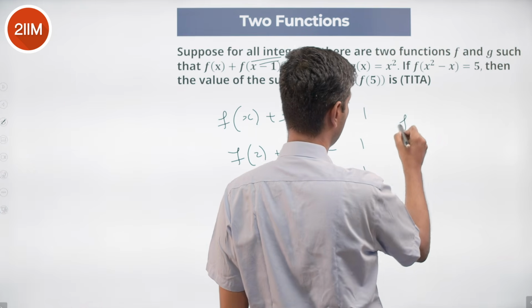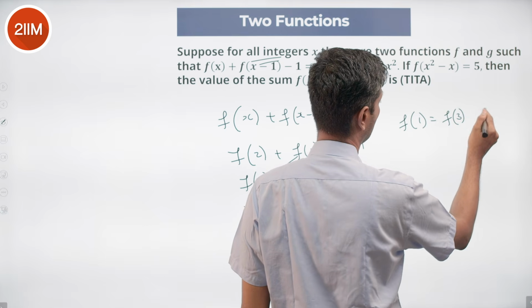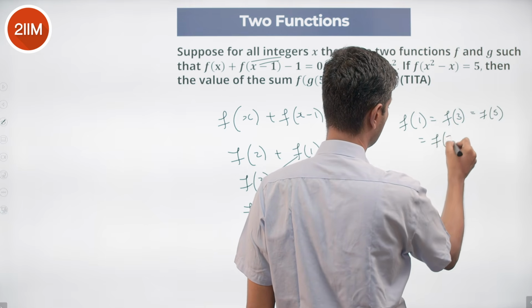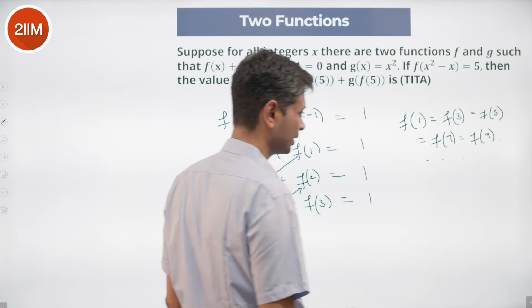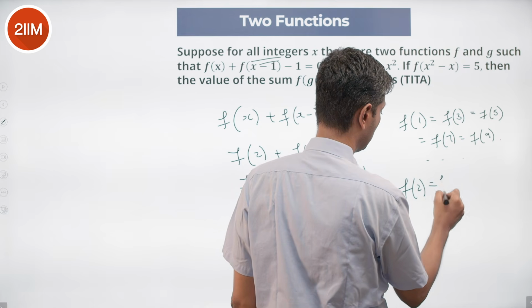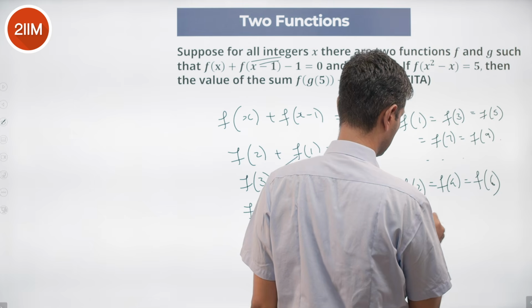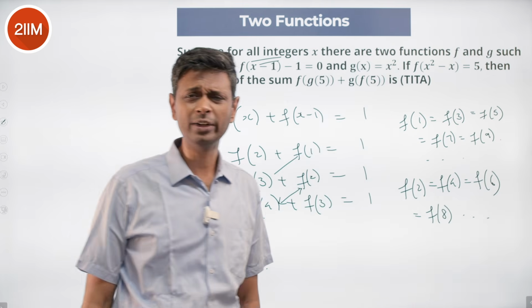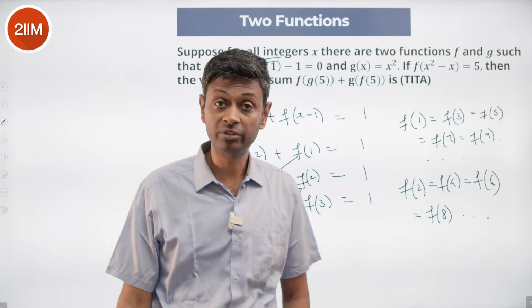We'll get a wonderful equation, which is f of 1 equal to f of 3 equal to f of 5 equal to f of 7 equal to f of 9, and so on. Exactly same approach. We have f of 2 equal to f of 4 equal to f of 6 equal to f of 8 and so on. All even numbers, f of that will be same. All odd numbers, f of that will be same.